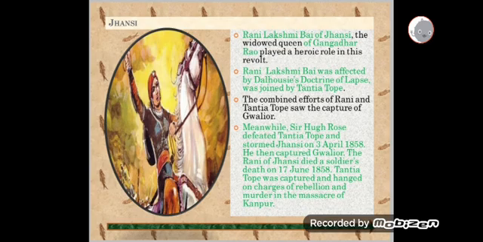After that, if we go further, we can see the revolt began in Jhansi. Rani Lakshmi Bai of Jhansi, the widow queen of Gangadhar Rao, played a heroic role in this revolt. Rani Lakshmi Bai, affected by Dalhousie's doctrine of lapse, was joined by Tatya Tope. The combined effort of Rani and Tatya Tope saw the capture of Gwalior. Meanwhile, Sir Hugh Rose defeated Tatya Tope and stormed Jhansi on 3rd April 1858. He then captured Gwalior. The Rani of Jhansi died a soldier's death on 17 June 1858.